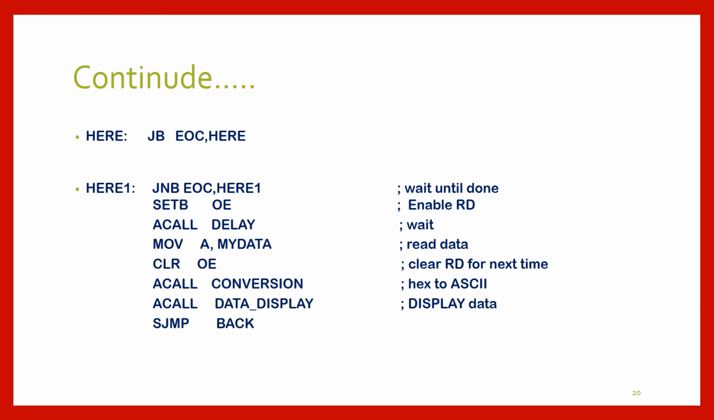Now enable RD. For that purpose, first of all SETB output enable, again call a small delay, then move whatever is your real-time data in MYDATA to the accumulator, clear output enable. Now again low down, clear RD, that is read bar, so a high to low transition, and delay. Here we want to get the converted data, so hex to ASCII, that pattern we want to display on the LCD. For that purpose you can call a hex to ASCII conversion routine.